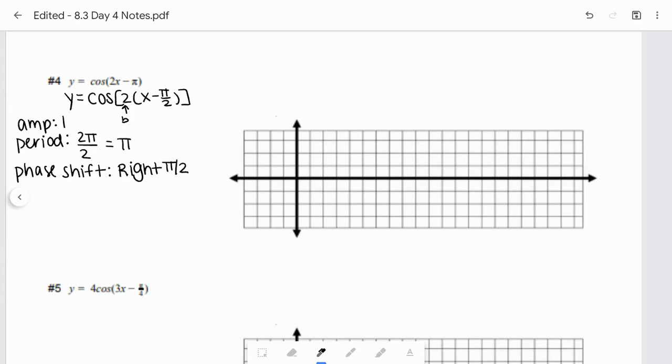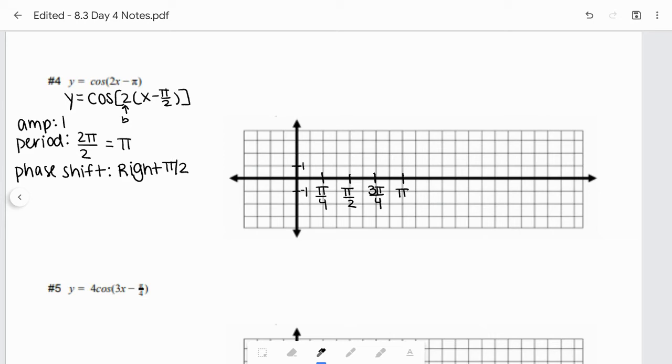Okay, so this is cosine, and my period is pi. So I'm going to count over 8 spots. And that's where I'm going to put my pi. So halfway in between would be pi over 2. I'd also have pi over 4 and 3 pi over 4. My amplitude is just 1, so I'm going to be going from +1 to -1.